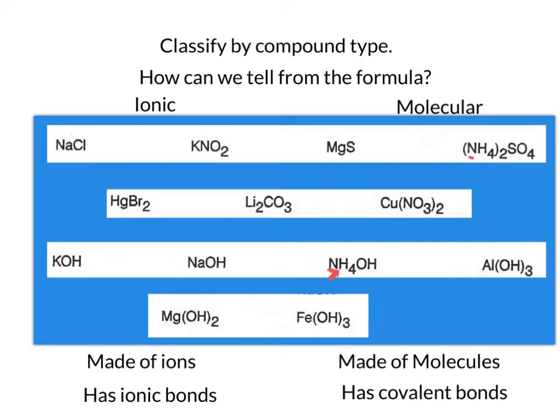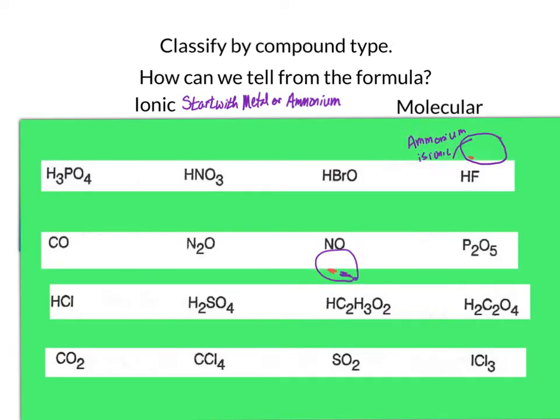What I should notice about the nitrogen is it has 4 hydrogens right following it. That tells us that this is ammonium, not ammonia, not nitrogen, but ammonium. As ammonium, we know that that is an ion. It is a polyatomic ion. It is the only one that is positively charged. So what we can say in summary is that ionic compounds will start with a metal or ammonium, and that's how we can know that it's an ionic compound.